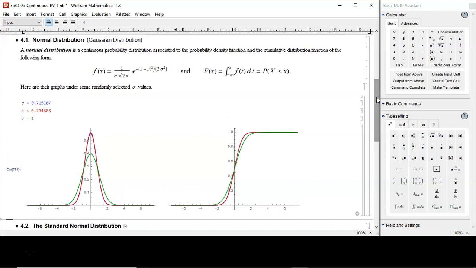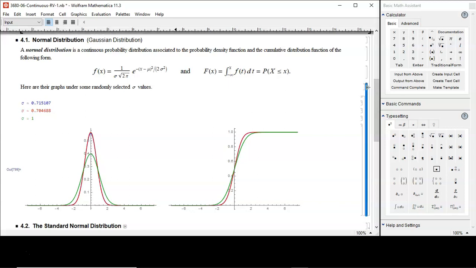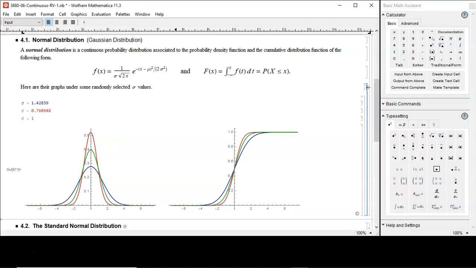For various sigma values, let's see, this is randomized and we have green and red and blue are so close to each other it's hard to see. Let's run it again. Okay, that's better. Green is the standard case, sigma is 1. And blue is sigma greater than 1. As you can see, more spread out.